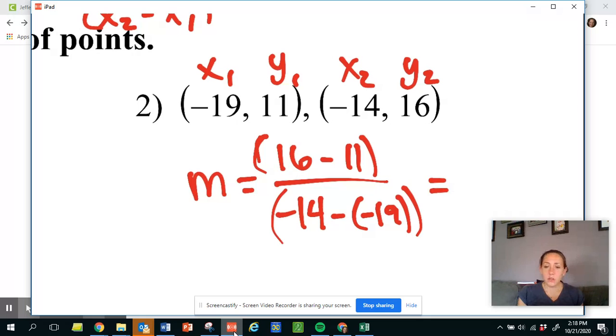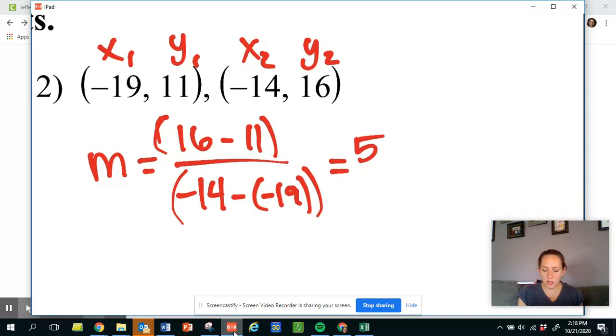Okay. So 16 minus 11 is just 5. And then remember, minus a negative, the negatives cancel out and it gives you a plus sign. So negative 14 plus 19 is 5.